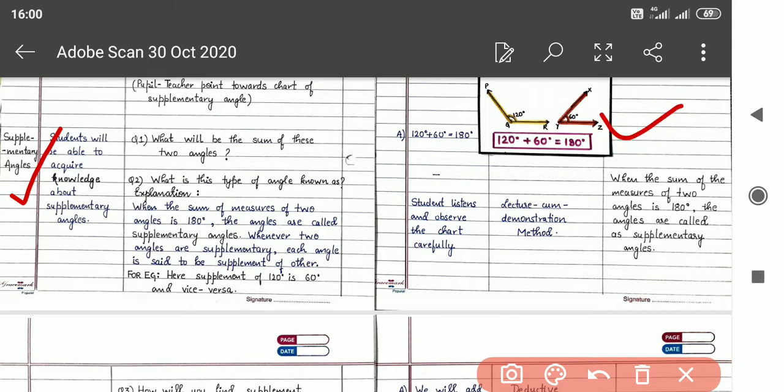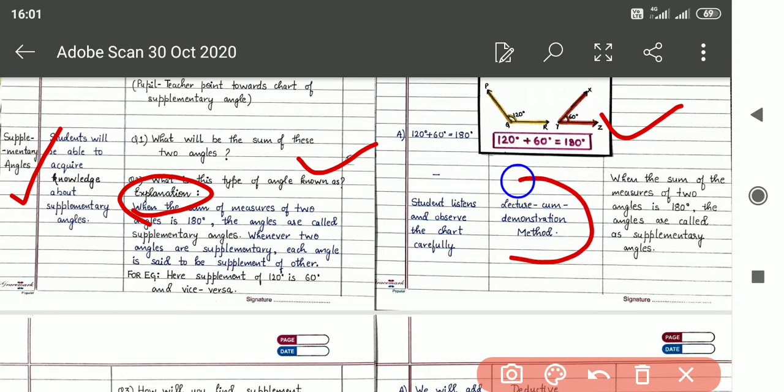The students are able to answer. They will add these two angles. Now the pupil teacher asks this question, what is this type of angle known as? Obviously students won't be able to answer because they don't know what are supplementary angles. And then the pupil teacher will explain this content, that what is supplementary angle.